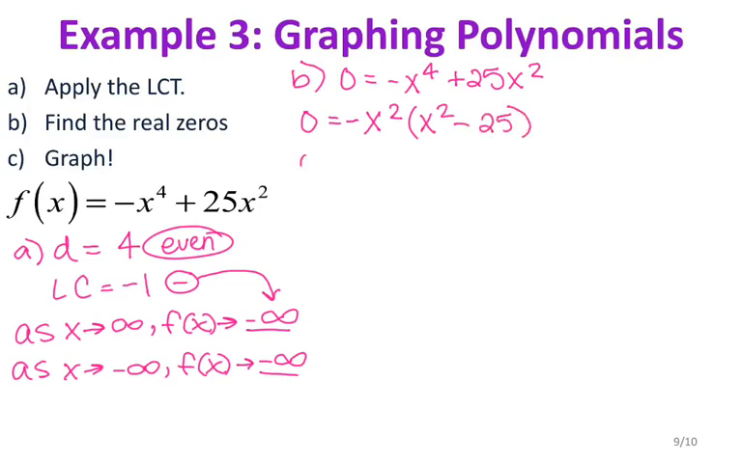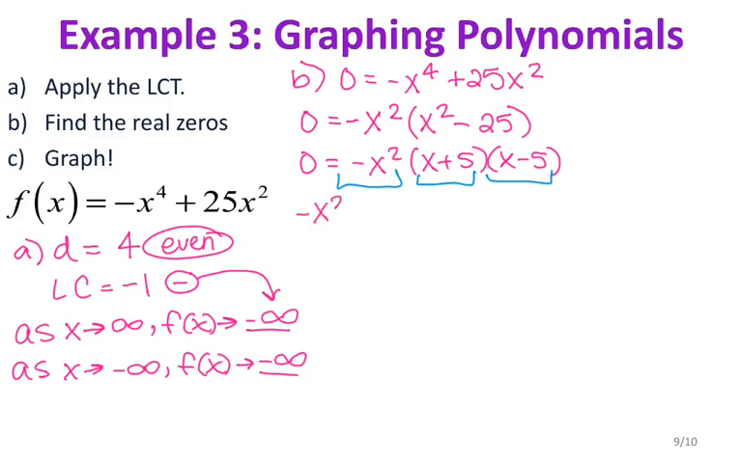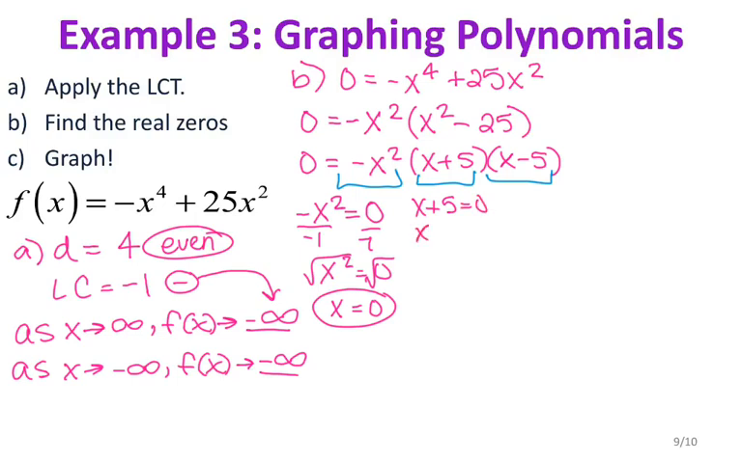I'm going to continue to factor. This is a difference of squares, so x plus 5, x minus 5, and then I'm going to take each factor, set it equal to 0. So negative x squared equals 0, divide by negative 1. I get x squared equals 0, square root, so x equals 0. For my next one, I have x plus 5 equals 0, so that gives me x equals negative 5. And then x minus 5 equals 0, so x equals positive 5.